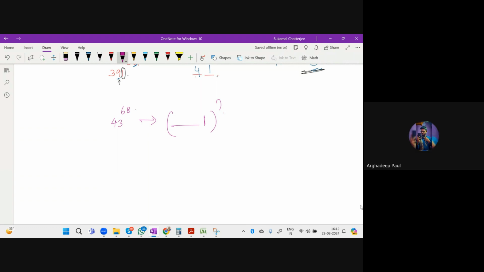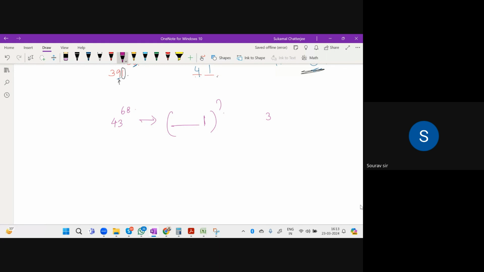Sir, but it will be only valid when 4 divides the power, right? No, it will be valid otherwise also. Let's take one step at a time, otherwise you'll get confused. Do you understand what I'm trying to say? Have you understood what I'm trying to do? Okay. So before I do this, let's take a simpler example.